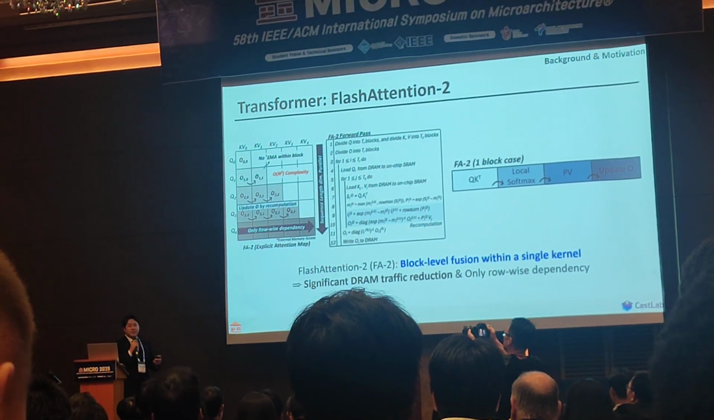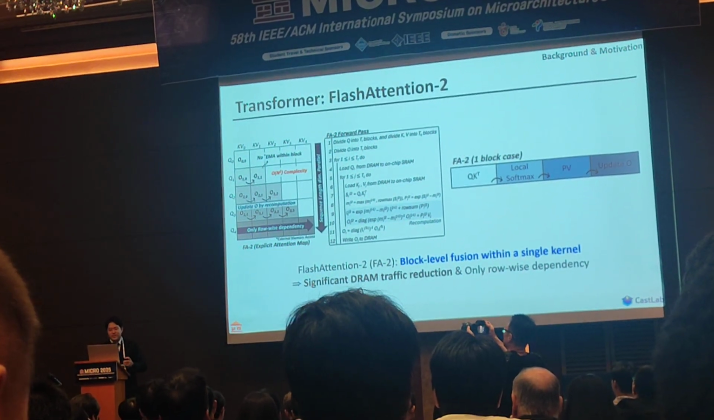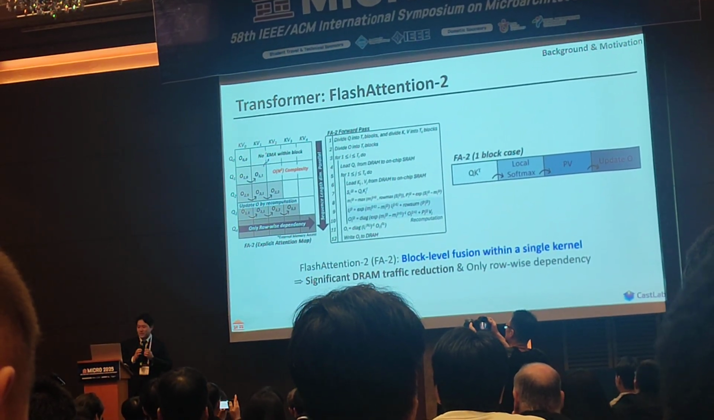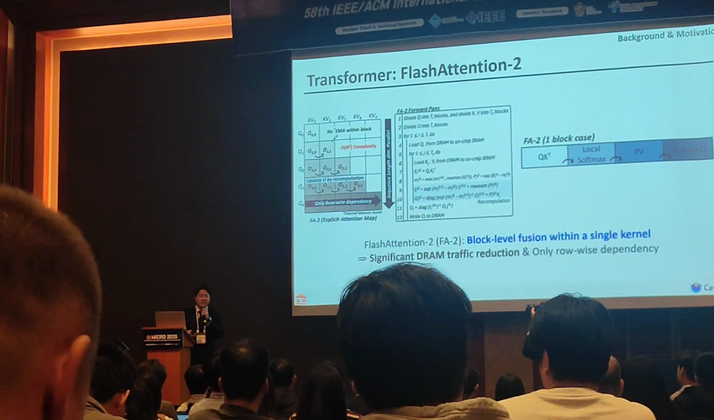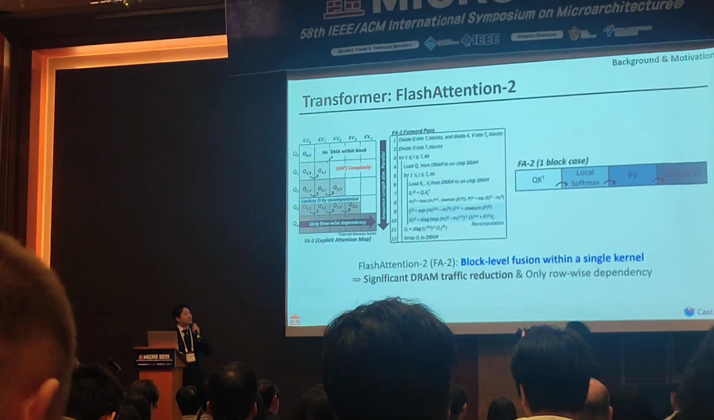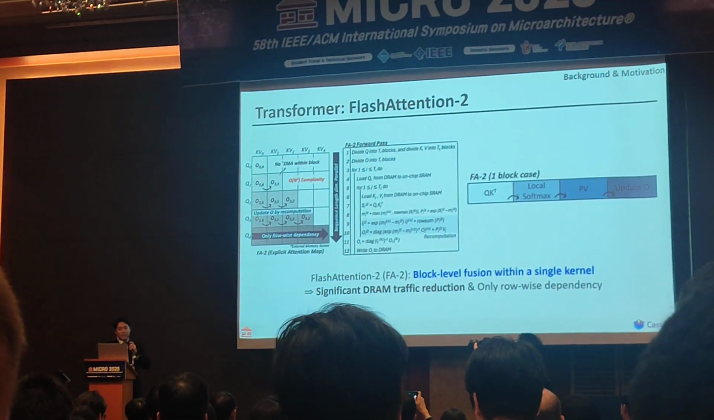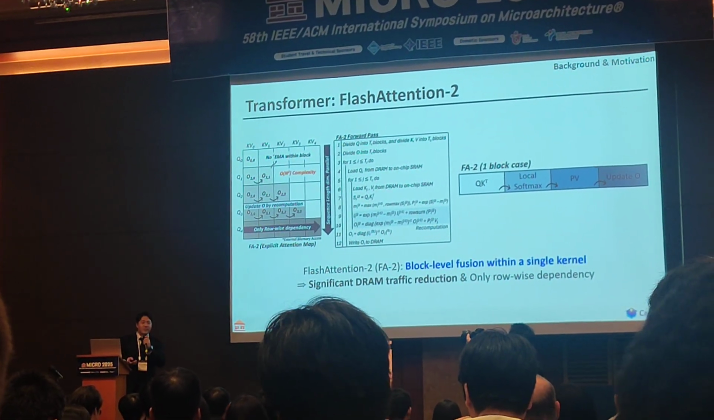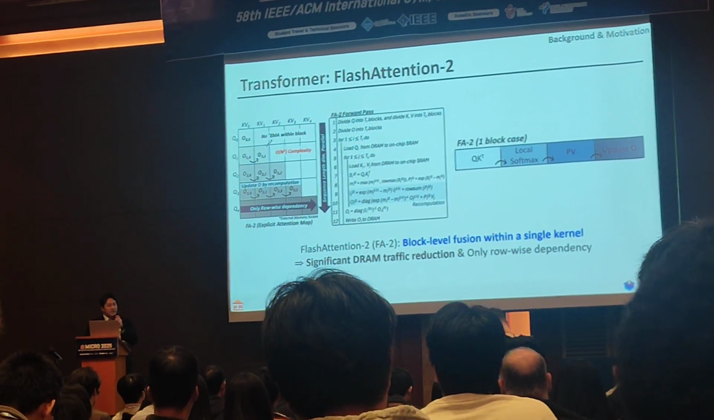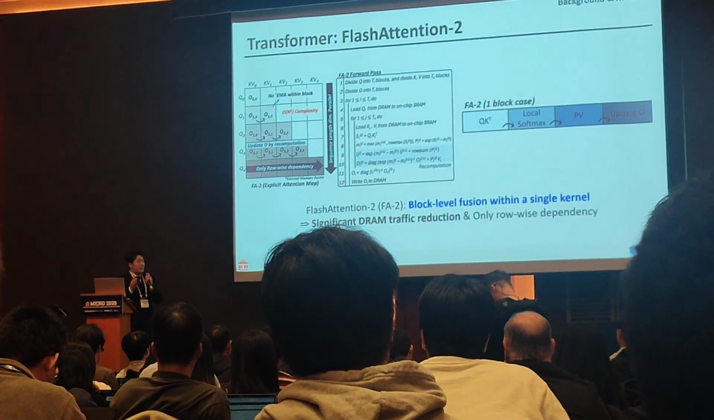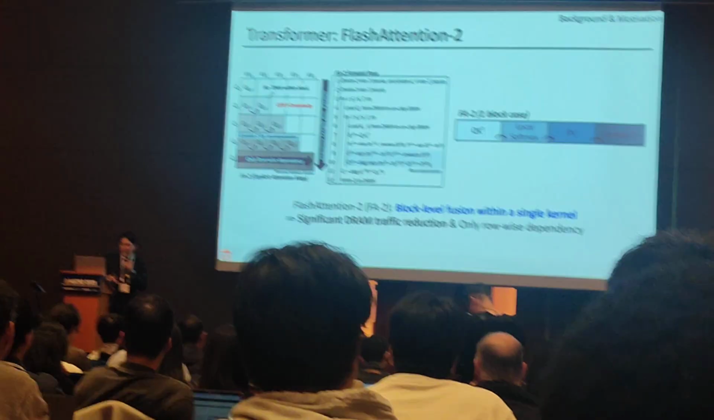First, to optimize attention computation, Flash Attention 2 has become the most popular approach. It divides attention computation into small blocks and fuses key operations like QK^T, softmax, and PV within a single kernel, significantly reducing DRAM traffic. However, it still follows a synchronous design, preventing overlap of memory and non-memory operations.